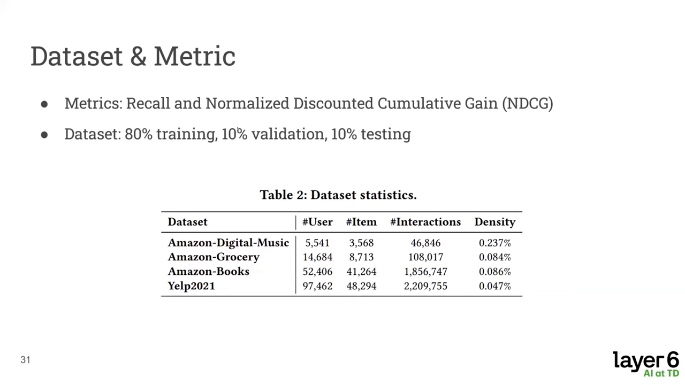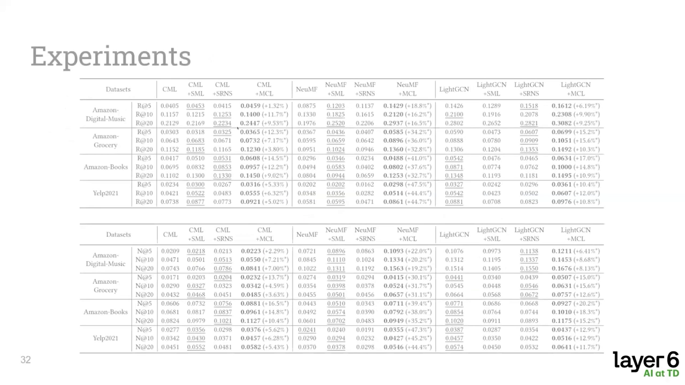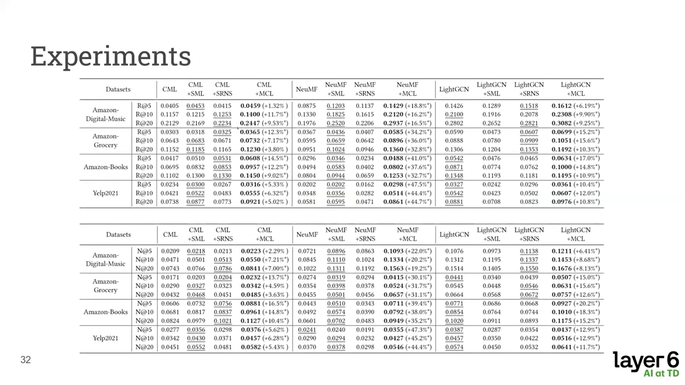Following the previous work, we randomly select 80% of the interactions for training, 10% for validation, and 10% for testing. To evaluate the top K ranking performance for each model, we adopt two widely used metrics, recall and normalized discounted cumulative gain, or NDCG.